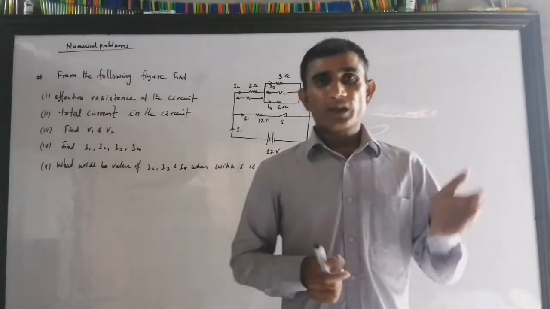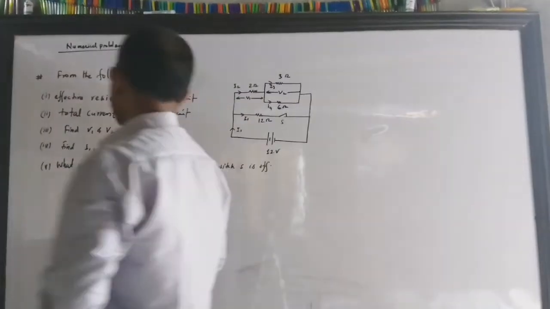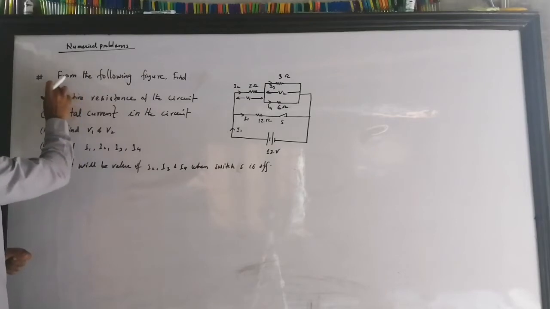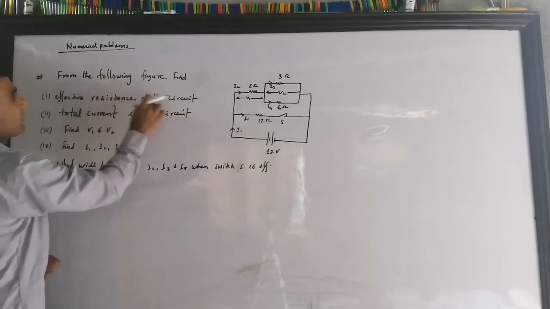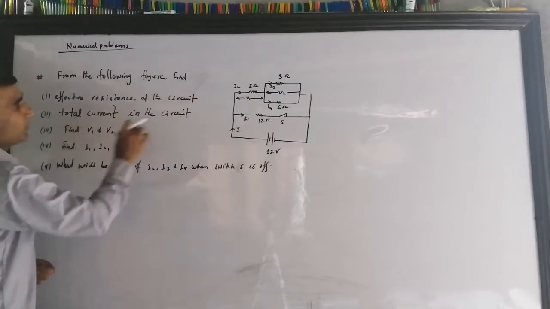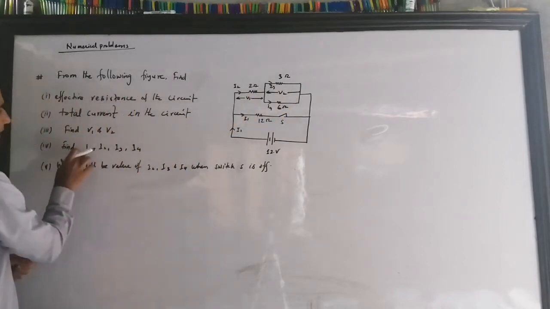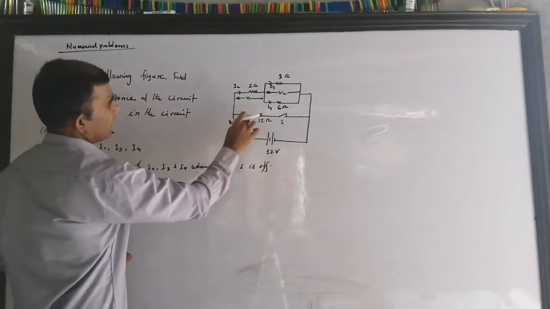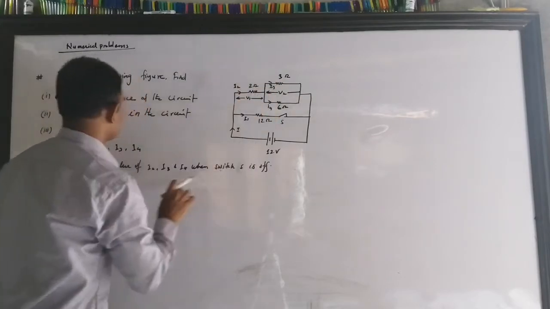For example, I am choosing one question from Ohm's law. I have already copied this question for you because it saves our time. The numerical problem is from the following figure. We have to find: the effective resistance of the circuit, the total current in the circuit, V1 and V2, which are already labeled here, V1 here and V2 here. Likewise, the currents I1, I2, I3 and I4. This is your I, and these are I1, I2, I3 and I4. These are all the currents we have to solve.